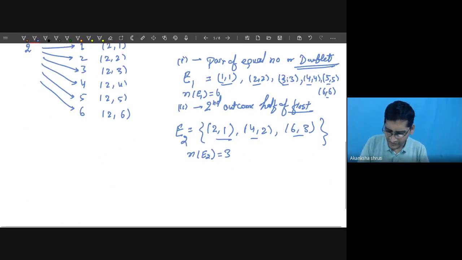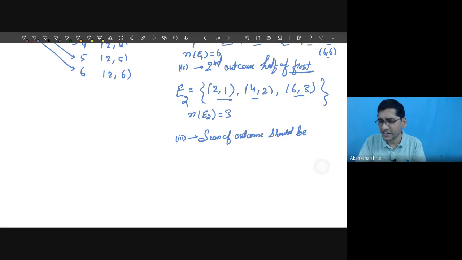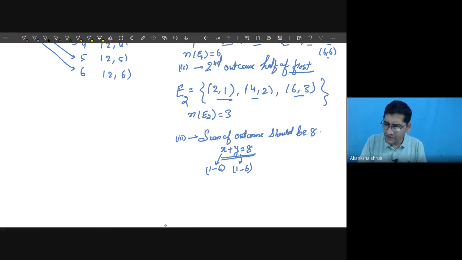Let me take one more condition. The third one is that the sum of the numbers, or the sum of the outcomes, should be 9. Let me take 8. Means if you take the number on the first die as X and the second die as Y, then the sum should be 8, that is number 1 plus number 2. But this X can vary from 1 to 6, that we know. Y can also vary from 1 to a maximum of 6. But we have to choose the numbers suitably from this 1 to 6.